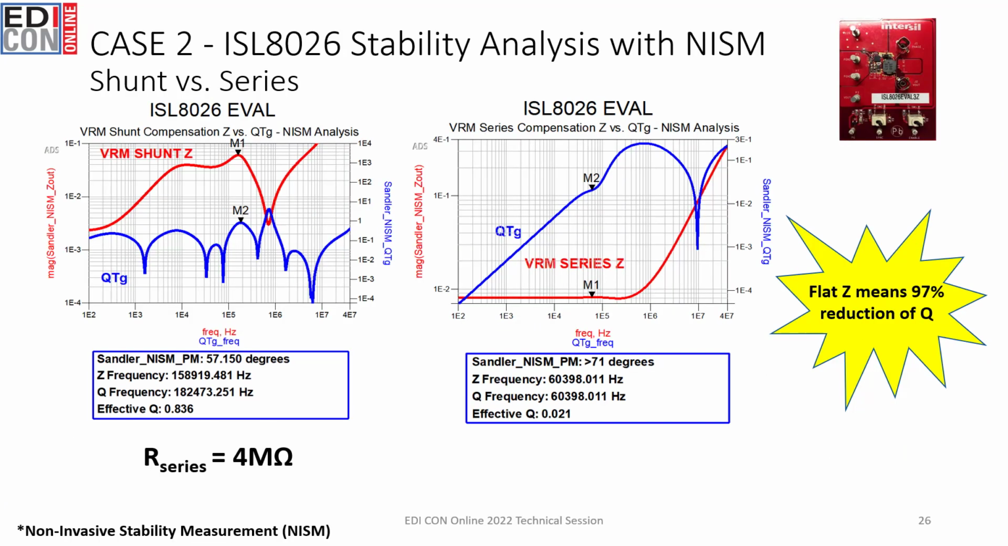Further, we see that with the shunt compensation design from Intersil, we have less phase margin at 57 degrees in comparison to over 71 degrees of phase margin with the series compensation. Lastly, again, the series compensation has a 97% reduction in Q. Flat Z means better dynamic current response.